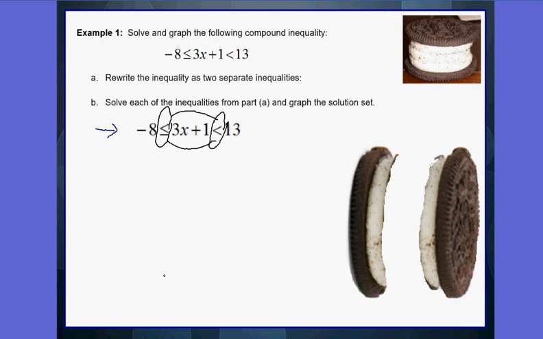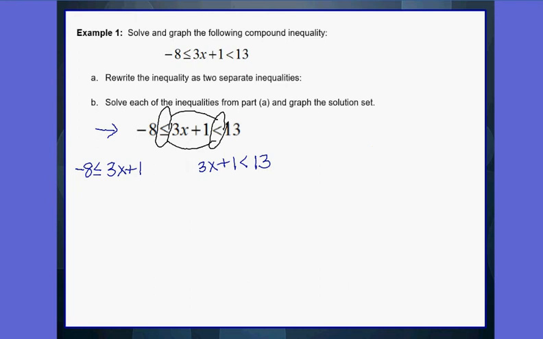In this case, when we break these apart, our left cookie will be attached to the middle, and then our right cookie will also be attached to the middle. So as you can see, this middle piece represents the frosting, goes to both sides with the 13 and the -8. So now we've answered part A.